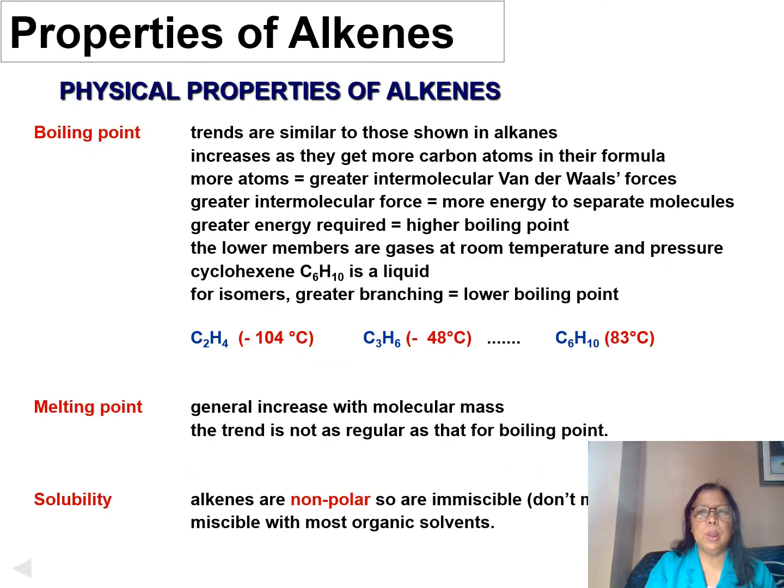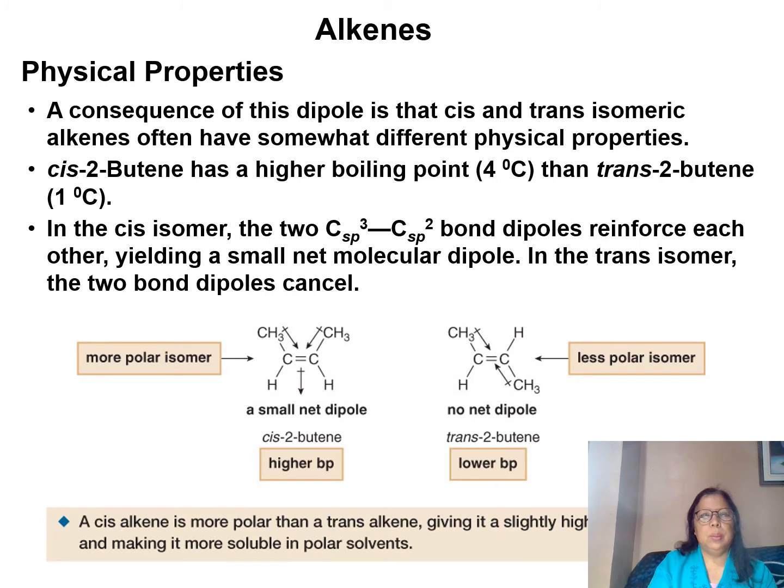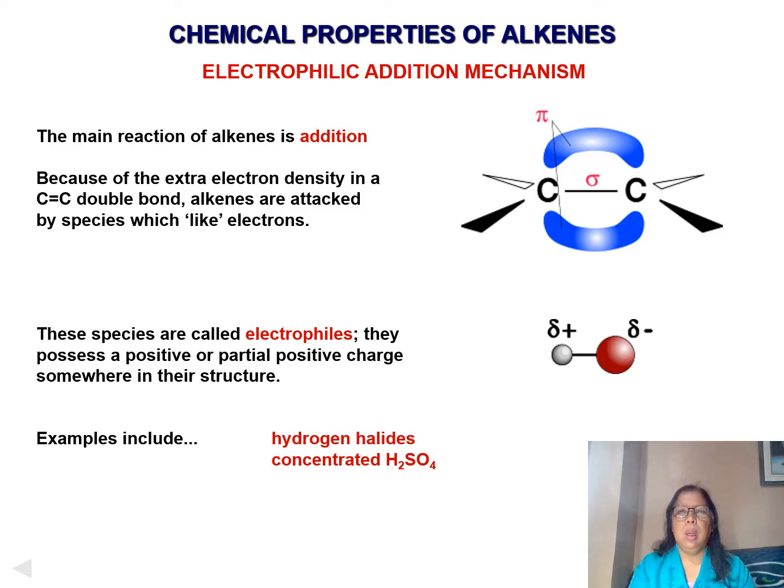These are the physical properties of alkenes. So they have their different boiling point and also melting point, but generally increases with molecular mass. So the heavier the alkene or the longer the alkene, the higher is the melting point. Alkenes are non-polar, so they are not miscible with water. Those are the simple explanations as to how they look in terms of physical properties.